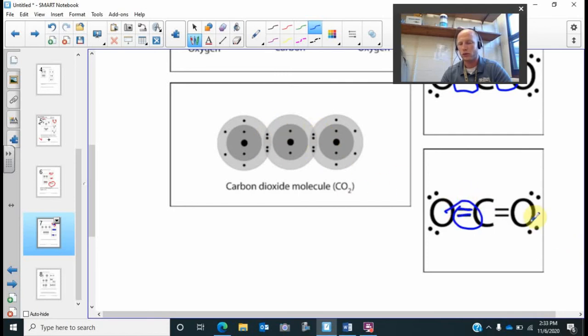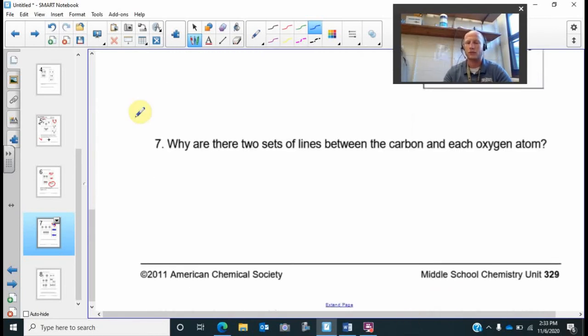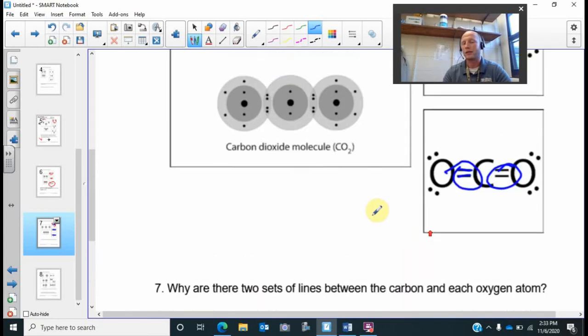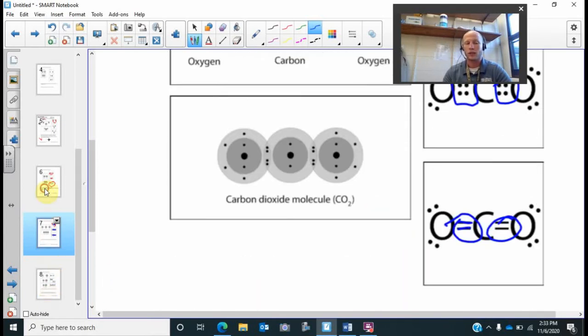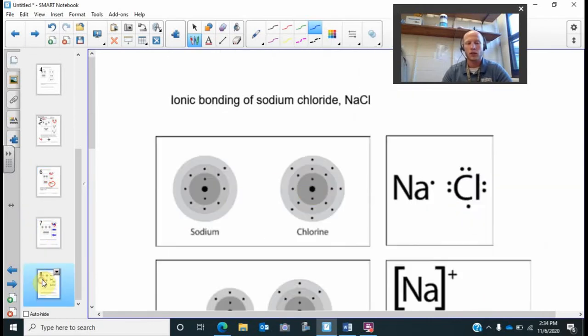1, 2, 3, 4 being shared here, and that gives us our 2 double bonds. This is carbon dioxide. This is what we breathe out as a gas, right? So why are there 2 sets of lines between carbon and each oxygen atom? And that, again, it's the same thing that's said right here. There's 4 electrons being shared between these 2 atoms. That's why.